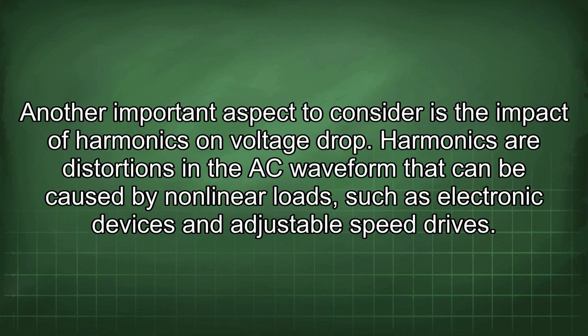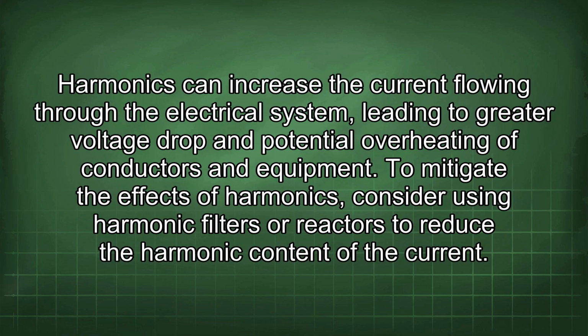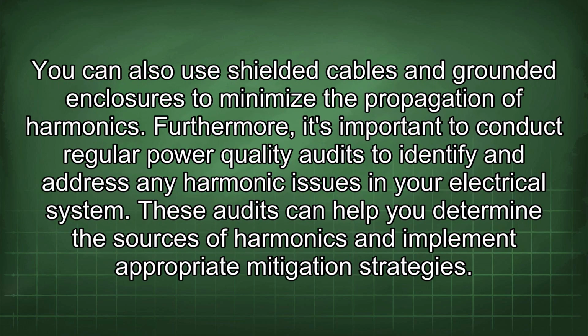Another important aspect to consider is the impact of harmonics on voltage drop. Harmonics are distortions in the AC waveform that can be caused by nonlinear loads, such as electronic devices and adjustable speed drives. Harmonics can increase the current flowing through the electrical system, leading to greater voltage drop and potential overheating of conductors and equipment. To mitigate the effects of harmonics, consider using harmonic filters or reactors to reduce the harmonic content of the current. You can also use shielded cables and grounded enclosures to minimize the propagation of harmonics.